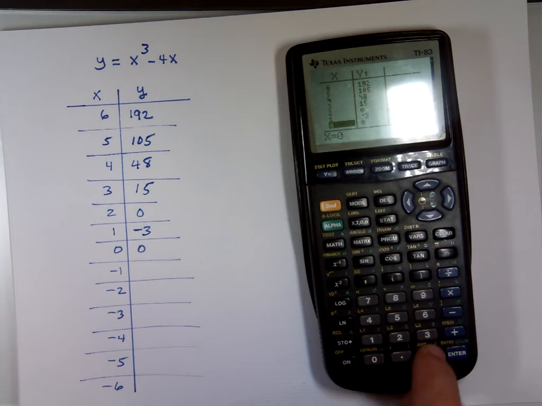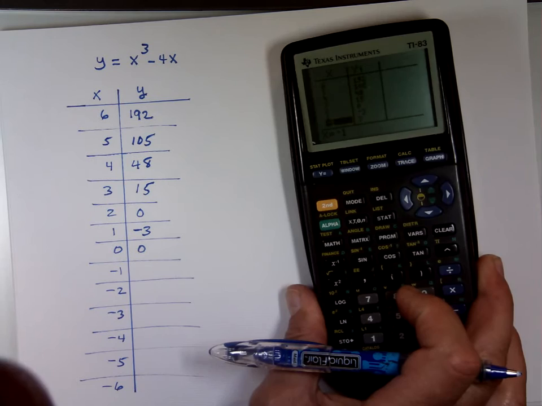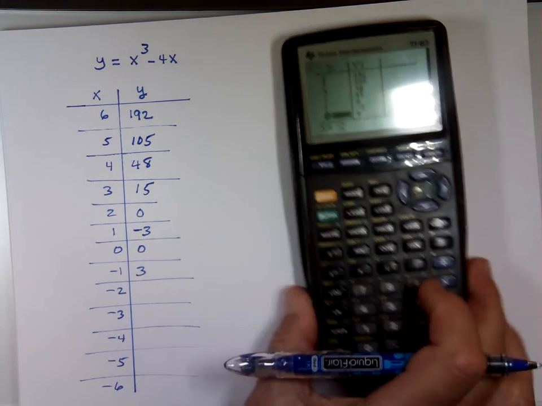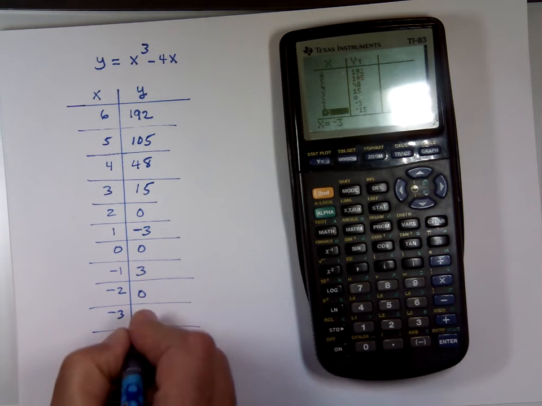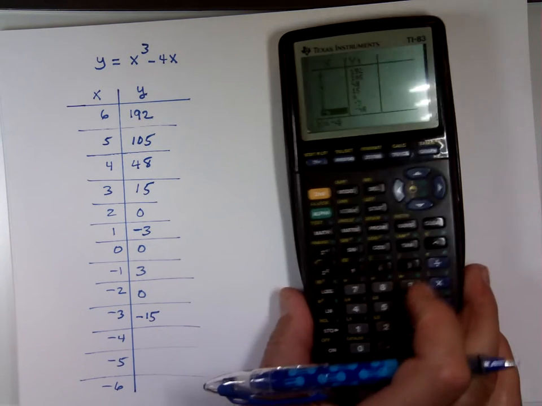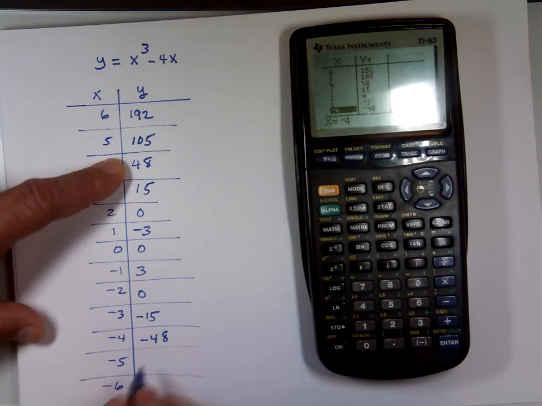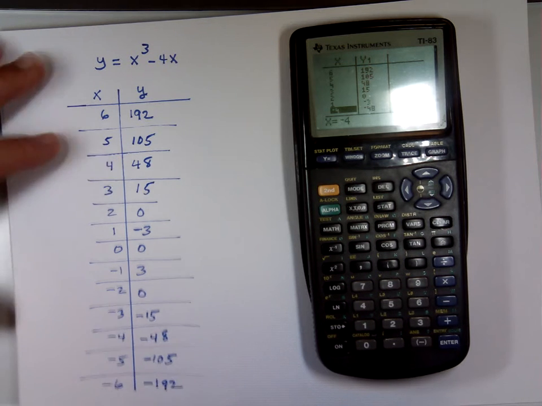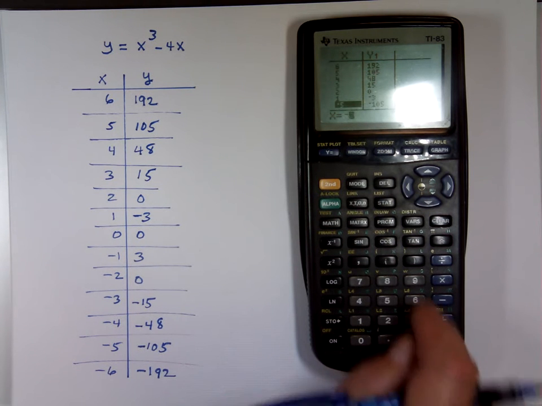When x is negative 1, love calculators, is that a 3? Yep. When x is negative 2, that's a 0. When x is negative 3, that's a negative 15. Negative 4, negative 48. Well, it looks symmetric to that one, right? Negative 105. I'm taking a wild guess, but I can test them. Yep. Yep.